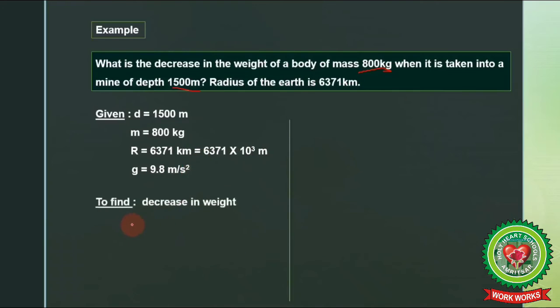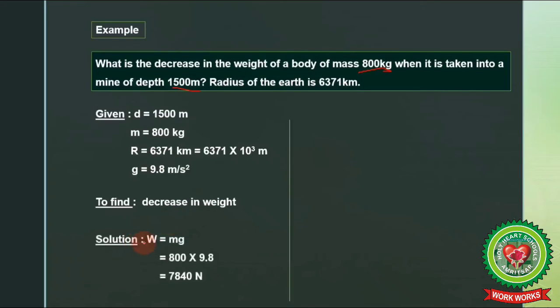Now, what do we have to find? We have to find the decrease in weight. Now, you have to think here: we have to find the decrease in weight, and weight is equal to mass into acceleration due to gravity. We are given the mass, and if we are able to find the acceleration due to gravity, we can easily find the decrease in weight. Let's see how we are going to solve it.